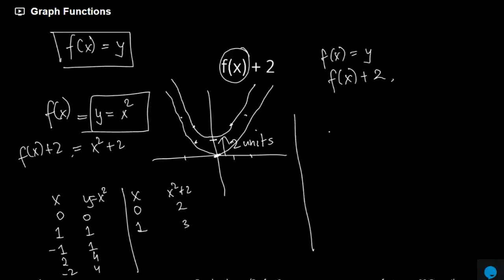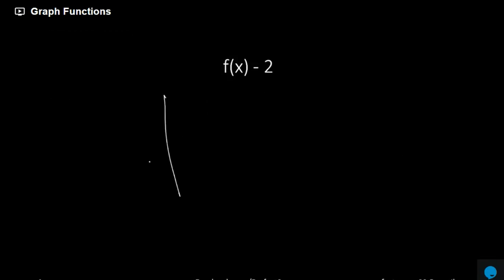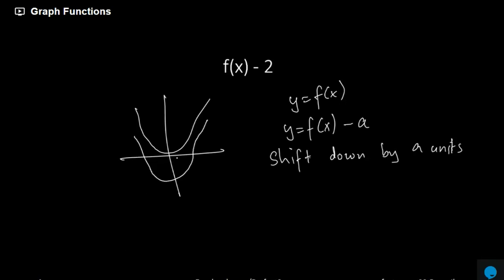Which means for any quadratic function, if it's y is equal to f of x, if I do f of x plus a, the graph is going to shift up by a units, right? So I suppose you're understanding that the graph is going to shift up by a units. Similarly, if I draw the same graph again and I say y is equal to f of x minus a, the graph is going to shift down by a units, right? So it's going to become something like this. So the graph is going to shift down by a units if I say y is equal to f of x minus a.